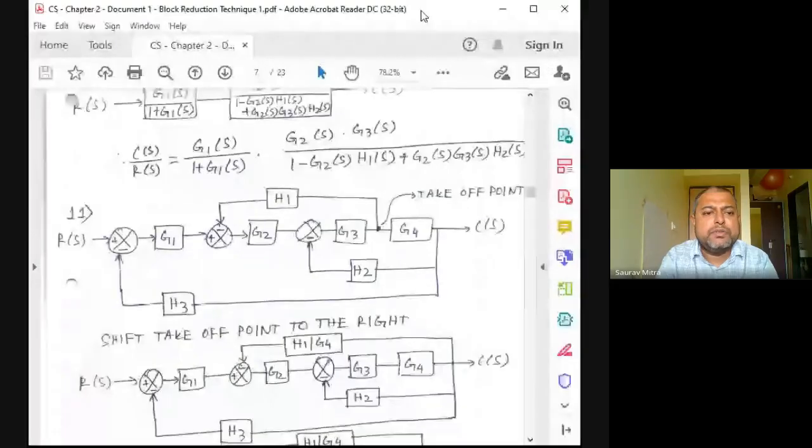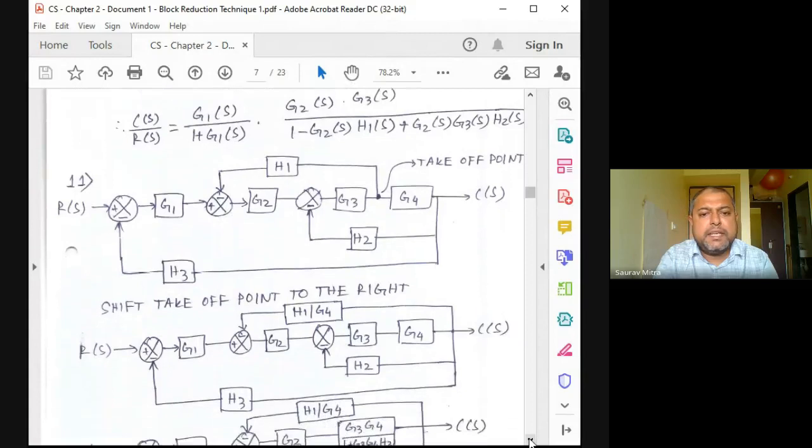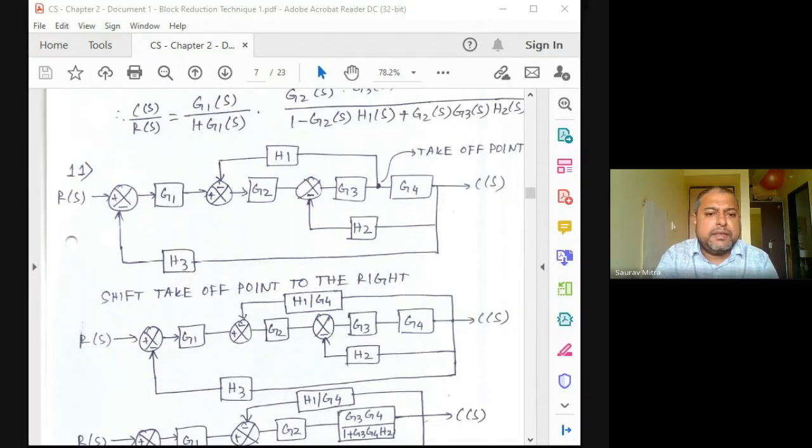I think my notes is visible to you. Just check the same numerical I'm showing to you. So this is numerical number 11 that we are doing. So this is a takeoff point.